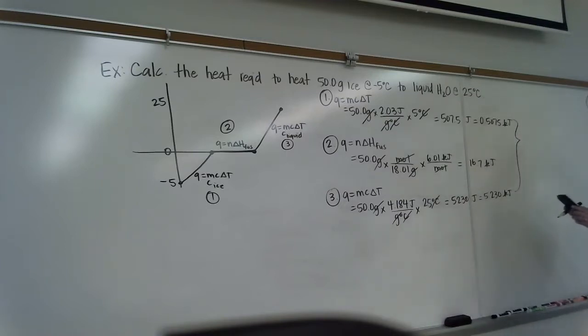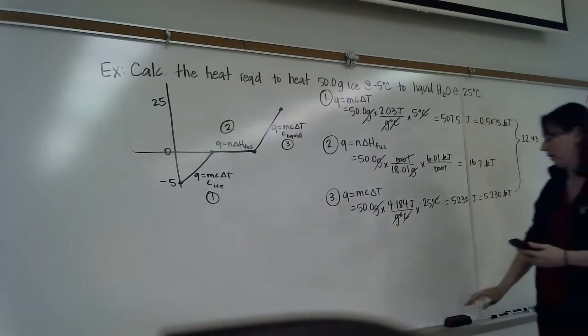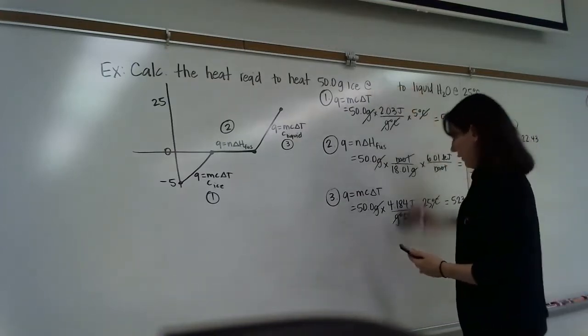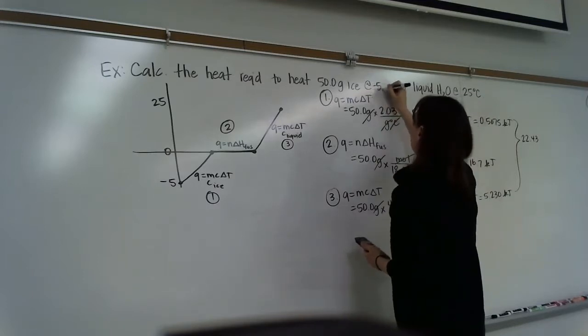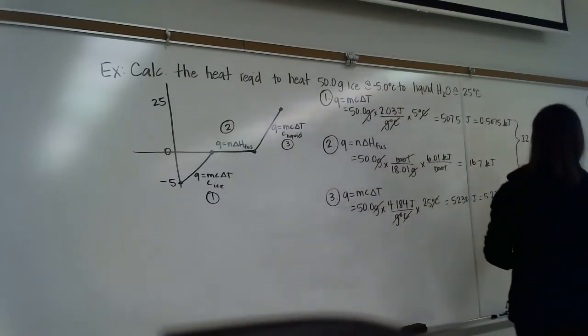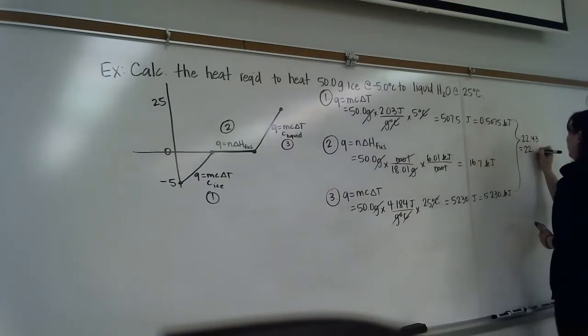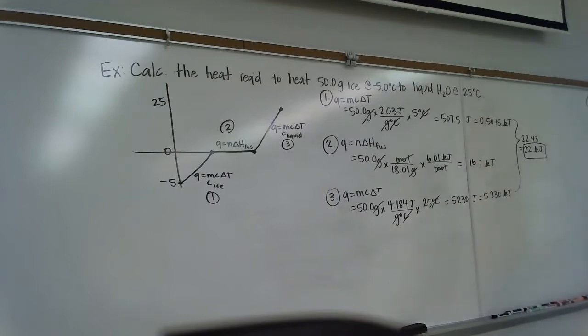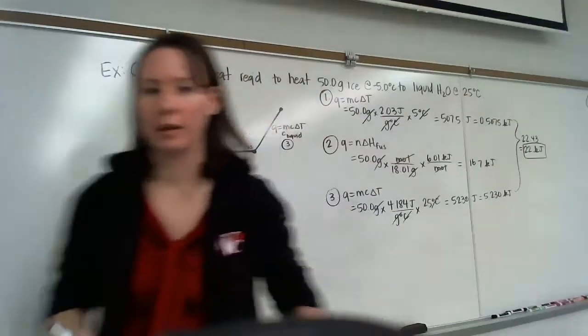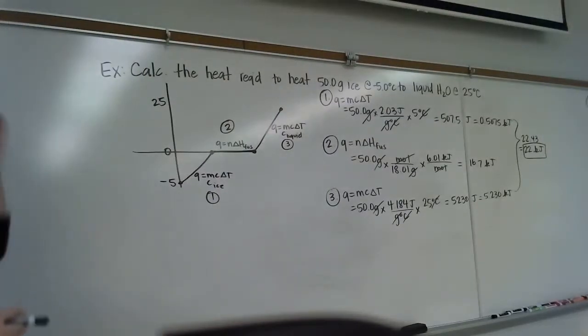Now when I add those up, am I still on the screen? Oh, just barely. 0.5075 plus 16.7 plus 5.23 gives me 22.43. For the sake of argument, because I don't like having just one sig fig, let's pretend that this was at -5.0. So we can keep 2 sig figs. That's the beauty of making up your own problem, right? Kilojoules. You can change it if you don't like it. Did I stay in the screen? Oh, yes, just barely. Do we see how we did that one?